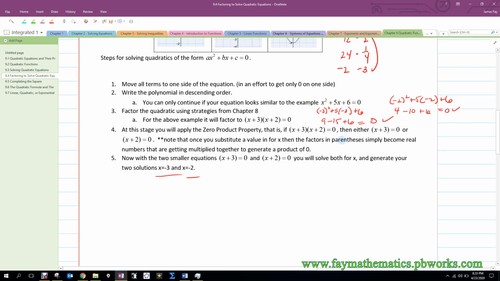If I plug in a number, let's say, let's plug in 1. Maybe I think 1's my answer. So I go 1 squared plus 5 times 1 plus 6 equals 0. Well, that's 1 plus 5 plus 6 equals 0. Does 12 equal 0? No, that's a contradiction. That's false. So that's why 1 was not an answer. The only two that give me 0 as a result when I substitute back in are -3 and -2. That's the logic of what this process is all about here.